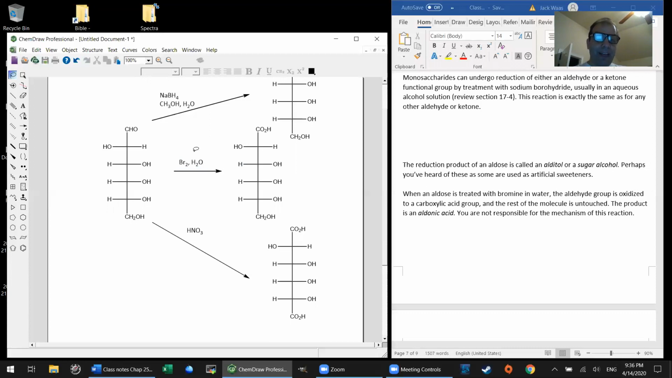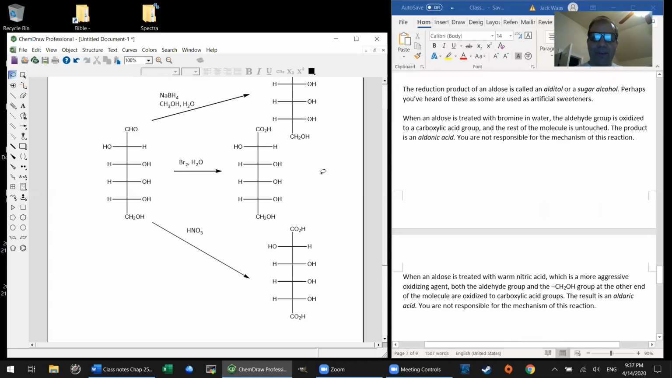In any case, I always found this really interesting, but aqueous bromine will oxidize an aldose like this to the corresponding aldonic acid, as it's called, I think. Yep, that's right there in your class notes. What that means is it oxidizes the aldehyde to a carboxylic acid and doesn't touch any of the other OH groups, which, again, I always found that fascinating, that something like aqueous bromine could be that selective, but it is.